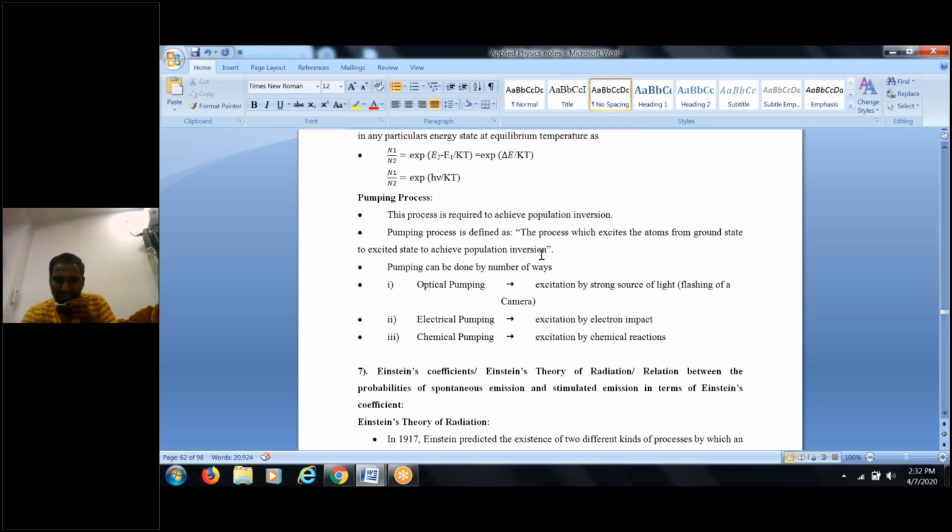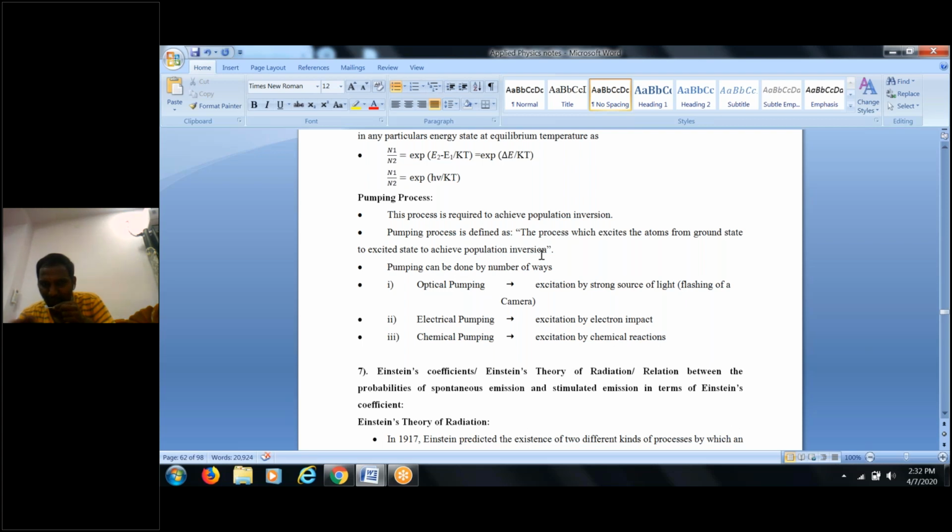We have many pumping processes, and the best examples are, first, optical pumping. What is optical pumping? For example, the electrons are present in the ground state. Towards those electrons, we focus light, just like the flash of a camera. As a result, what happens? Those electrons gain optical energy and are raised to the higher energy level, and then population inversion is there. Therefore, stimulated emission is very easy, the number of coherent photons is more, and laser light is very easily obtained.